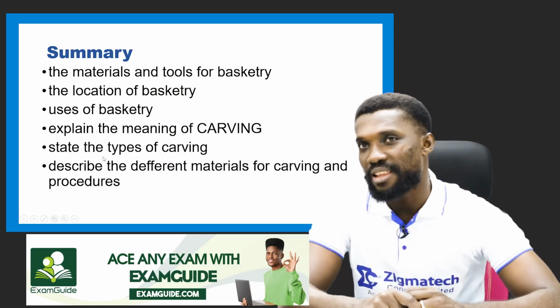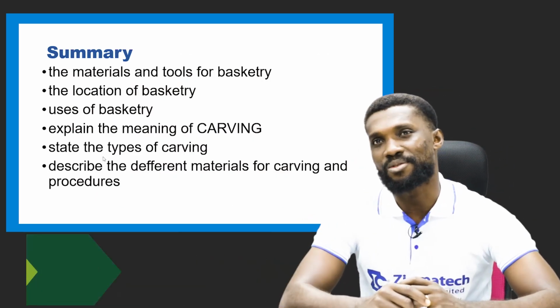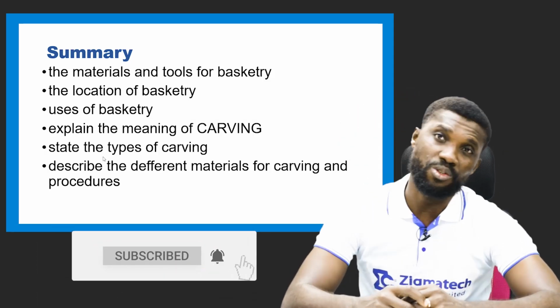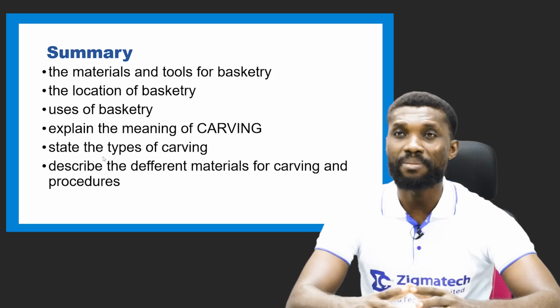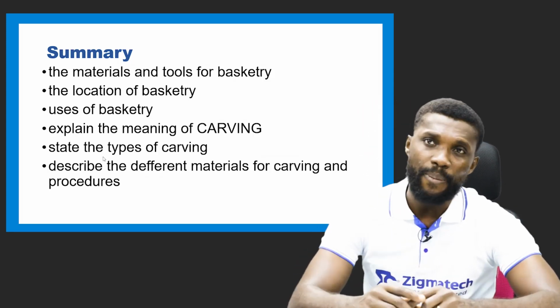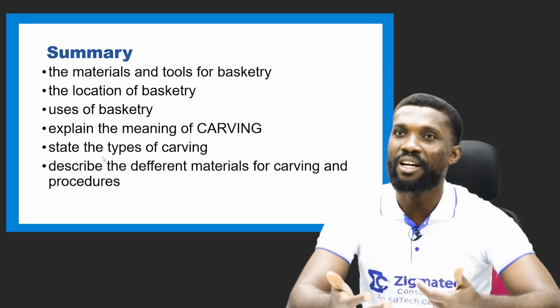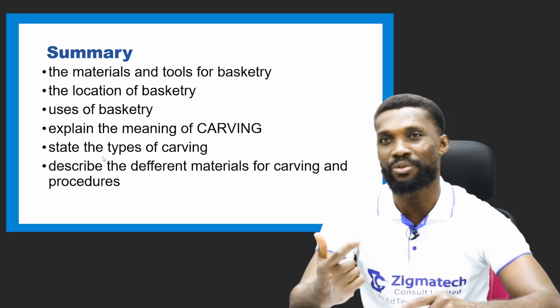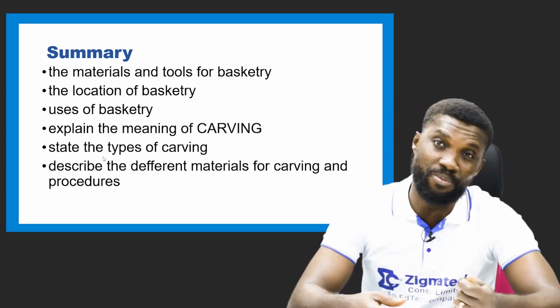Now, let's summarize everything we've learned so far. Now, the materials and tools for basketry was the first thing we talked about. Then we also looked at the location of basketry. We talked about the Hausas, the Southerners, the Edo, the Easterners, how they produce their own baskets and the kind of materials they use in producing the basket.